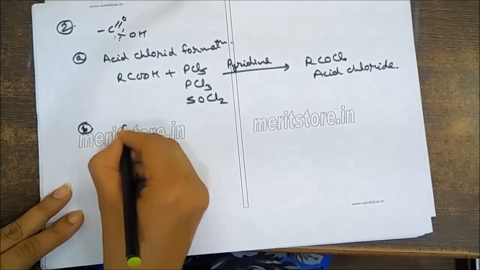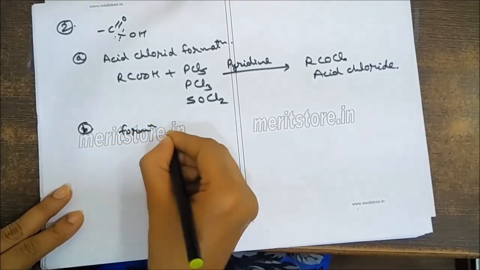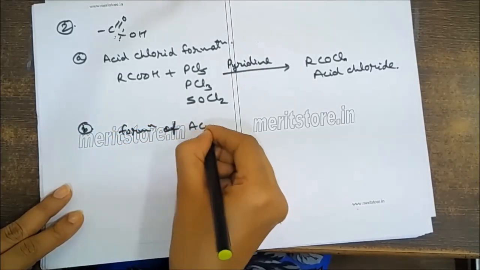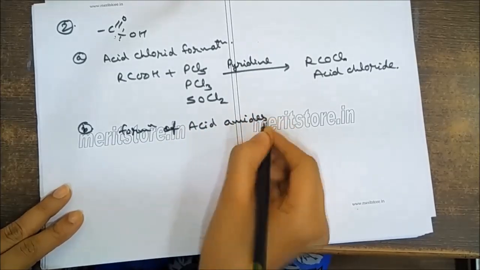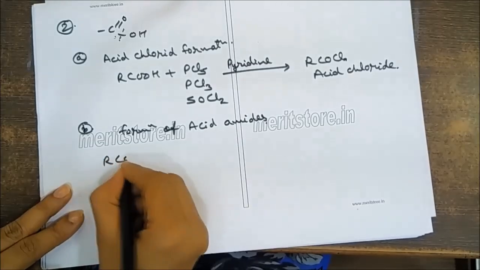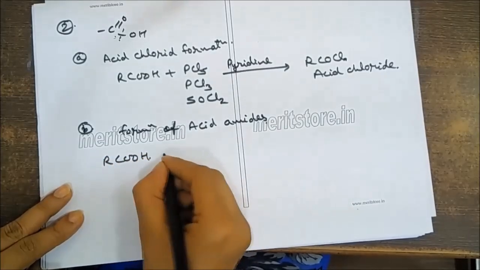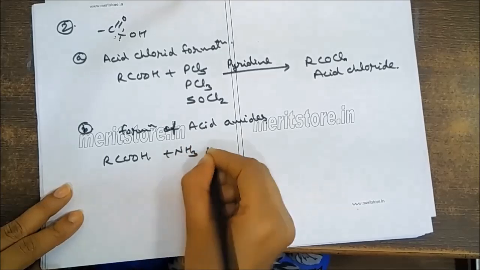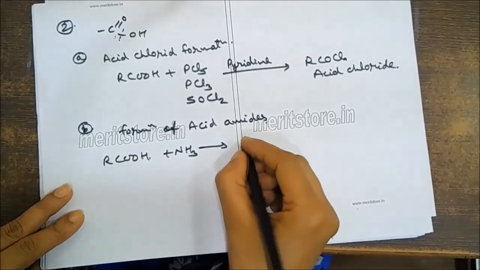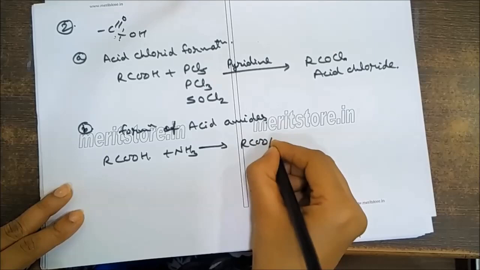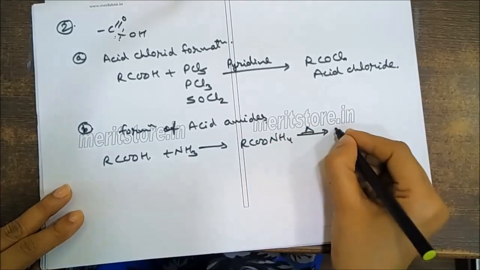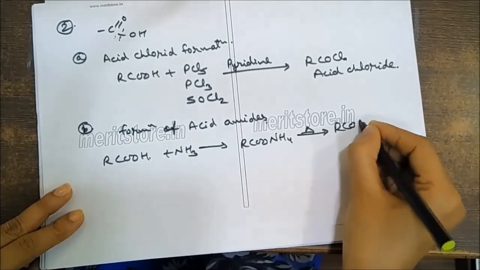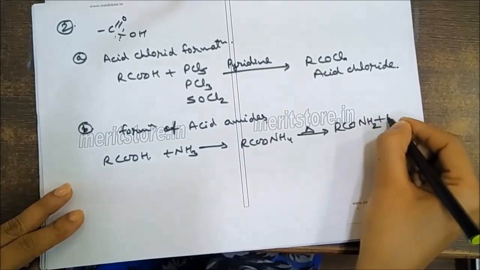Formation of acid bromide, acid amides. Formation of acid amide: when we react carboxylic acid with ammonia gas, we'll get ammonium salt, which on heating will give acid amides and water.